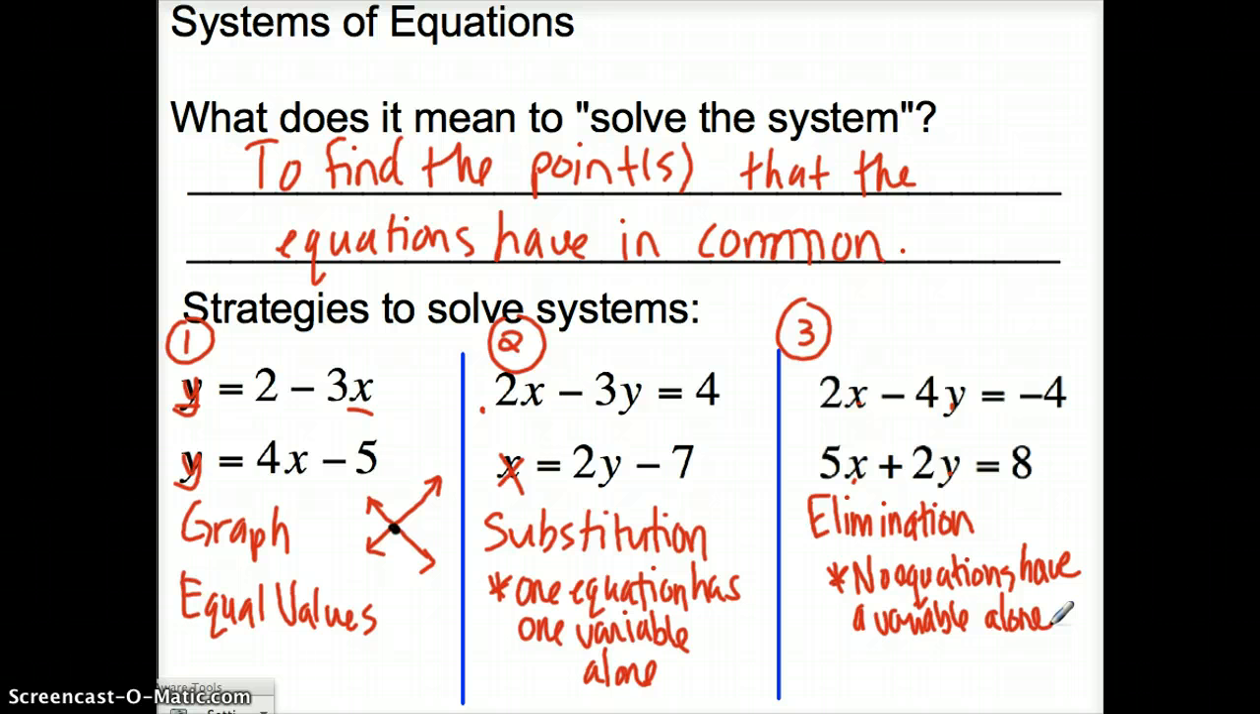Remember, equal values is when both equations have the same variable alone. Substitution is when only one equation has a variable alone, and elimination is when neither of them has a variable alone. So let's go through how to use those strategies in solving these systems.